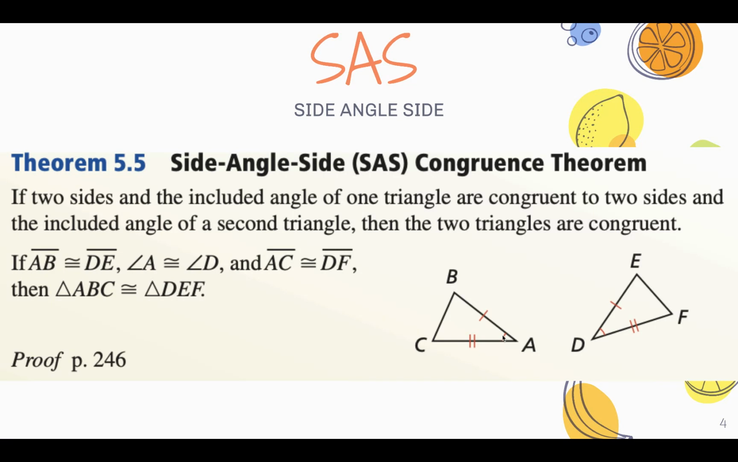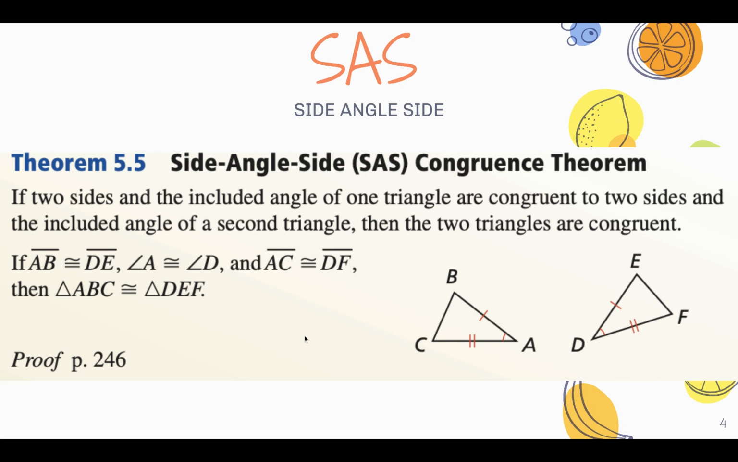So let's read the theorem. If two sides and the included angle, so what does included mean? It means it's right here. It's the angle that's right between the two sides. So if two sides and the included angle of one triangle are congruent to two sides and the included angle of a second triangle, then the two triangles are congruent. Okay, so this is what it's going to look like.